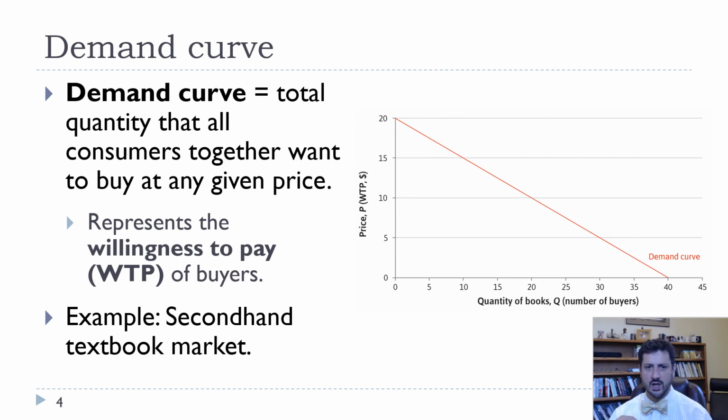We have a downward sloping demand curve because at each price, more people are willing to buy whatever good it is. We can think of the secondhand textbook market, if we're thinking about one textbook, as a market with potentially lots of buyers and lots of sellers and an identical good, right? You all need that Econ 201 textbook. So we have a downward sloping demand curve that represents the willingness to pay.